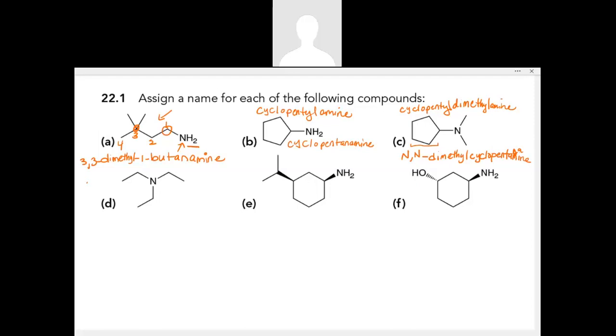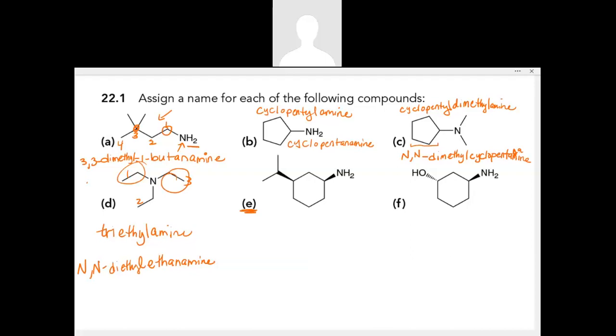Next, for compound D, again, we have a tertiary amine. So we can name this as triethyl, since they're all the same. So 1, 2, 3 ethyl groups on that nitrogen. So triethylamine. Or we can name this as the parent being ethanamine. And then we would name 2 of these as being substituents. So we would call this an N,N-diethylethanamine.